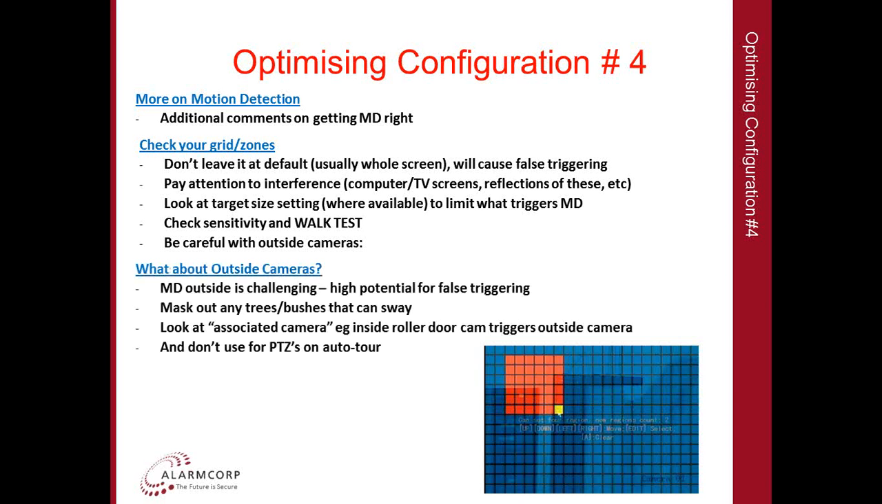Motion detection outside is challenging. There is a high potential for false triggering. Now you should always mask out any trees or bushes that can sway in the breeze. But another really good trick is to look at associated cameras.